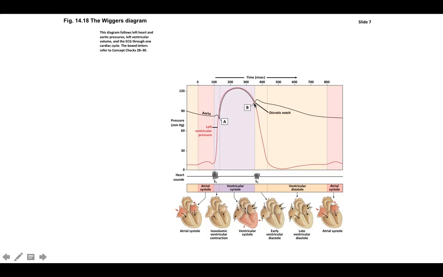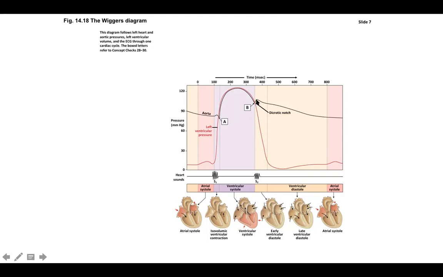And when it starts to relax, the pressure within the ventricle is now lower than the pressure in the aorta. And at that point in time, the aortic valve closes. And so the ventricular pressure continues to drop, and this is isovolumic ventricular relaxation.